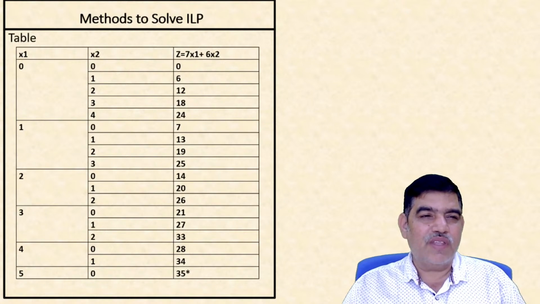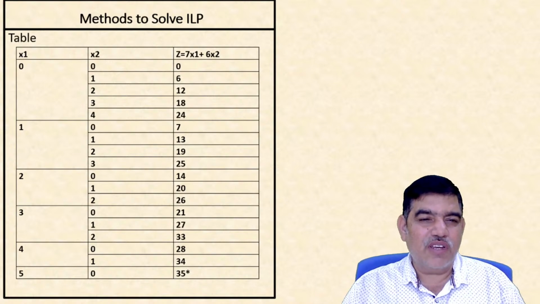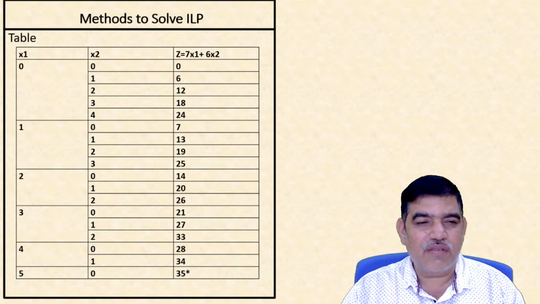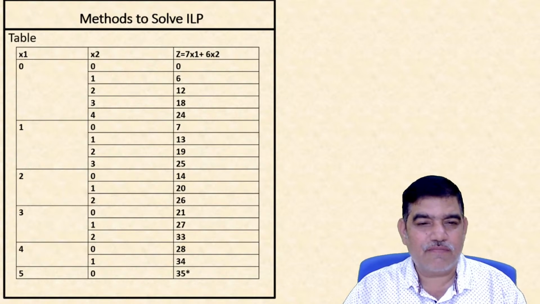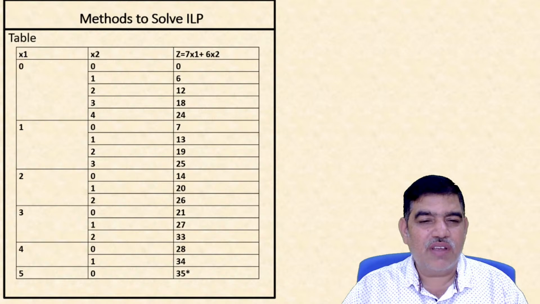Similarly, if you put x1 equal to 2 and consider the possible conditions for x2, when x2 equal to 0, x1 equal to 2, then we get the z function, that means the objective function value is 14. If x1 equal to 2 and x2 equal to 1, the objective function value is 20. If x1 equal to 2 and x2 equal to 2, the objective function z value is 26. Then we take x1 equal to 3, x2 equal to 0, and we get the value 21.